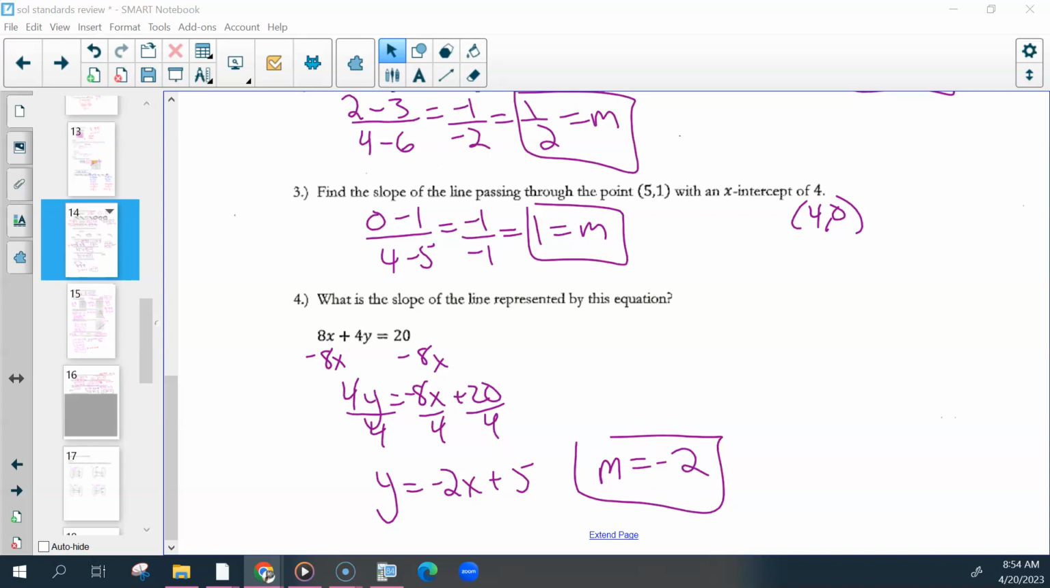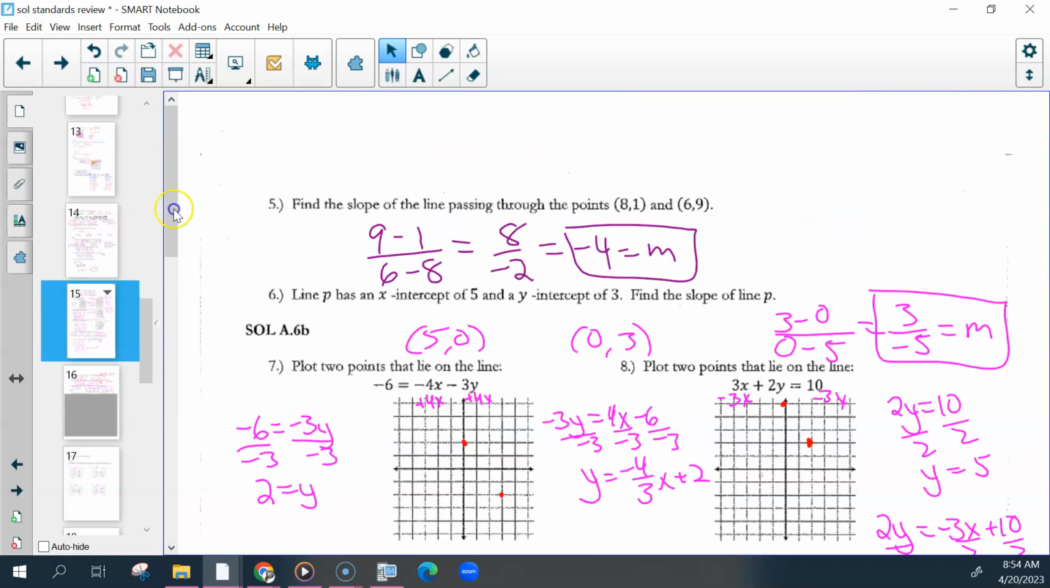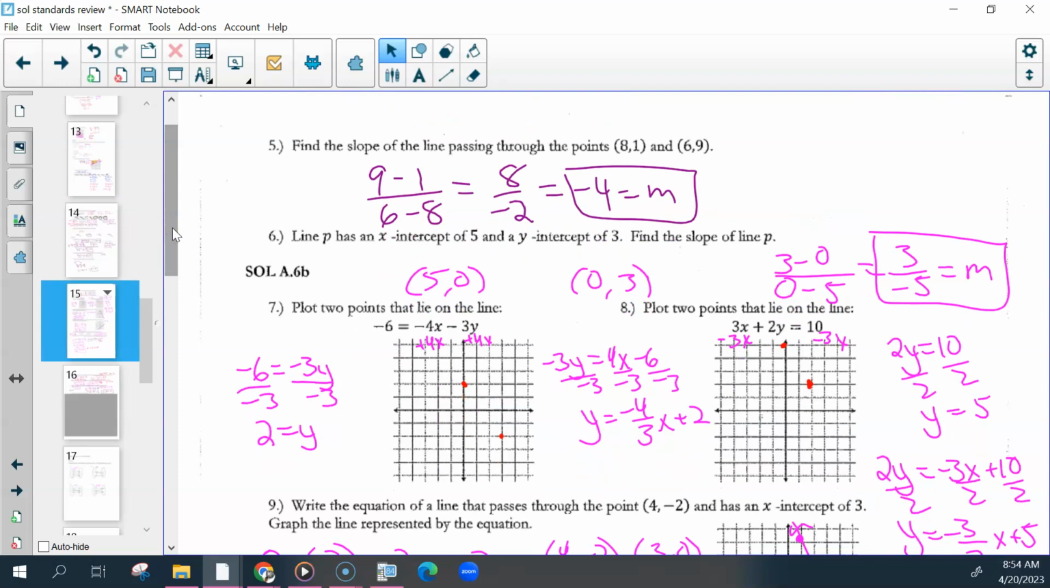Okay. Questions on any of these? Five was the same thing. Finding the slope between 2 points, so use your y2 minus y1. Slope was negative 4. And then for 6, it gave you that you had an x-intercept of 5 and a y-intercept of 3, so you had to know how to put those as ordered pairs, 5, 0, and 0, 3. And then you could do the slope formula for those and find that the slope was negative 3/5.